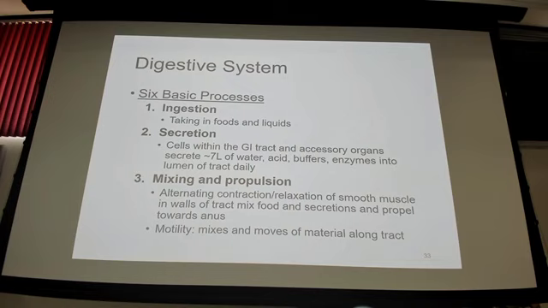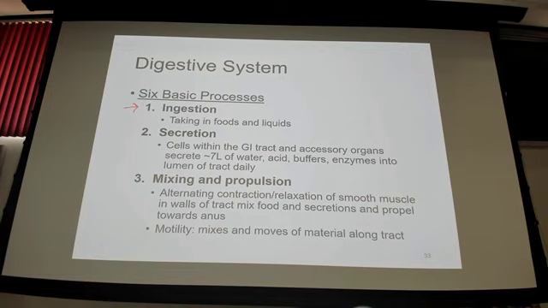So, any questions so far? Straightforward so far, right? Okay. I love this. Six basic processes. Ingestion. You've got to stick stuff into the food hole to start the whole process going. And then secretion. The stimulus of the food entering your mouth, chewing, the secretion of salivary enzymes begins the process of other processes down the chain in preparation to receive that bolus.